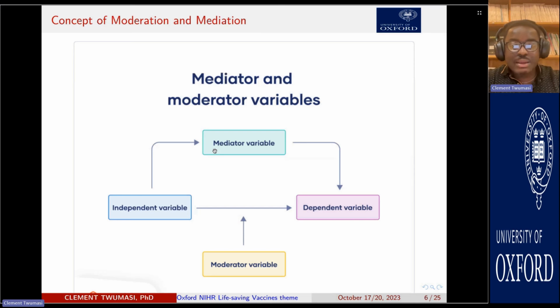So let's start with a mediator. Imagine you have a regression model where you have your independent variable and your dependent variable. You're trying to check how your independent variable, or set of independent variables, affects the dependent variable. Now let's just focus on one independent variable. Imagine you put this predictor into the model, and the predictor is not significant. But after adding a third variable, that third variable caused the predictor, which was insignificant, to become significant.